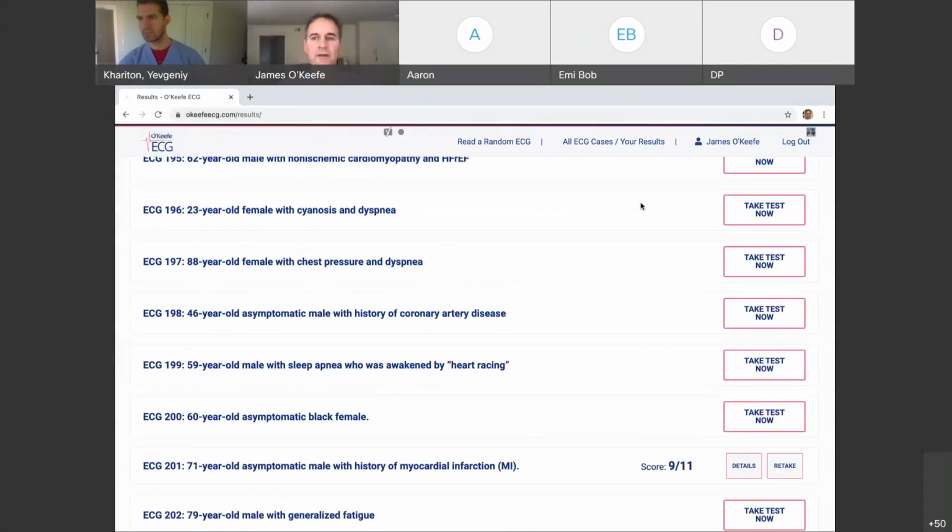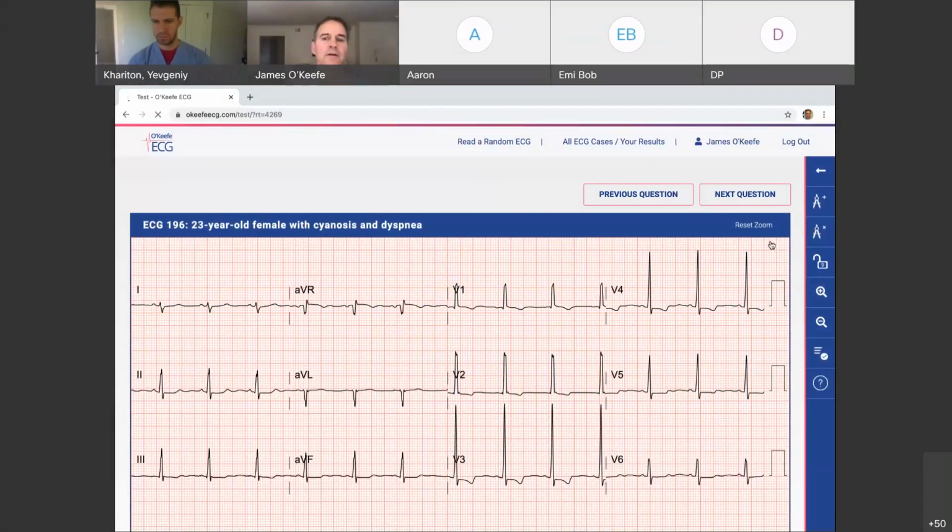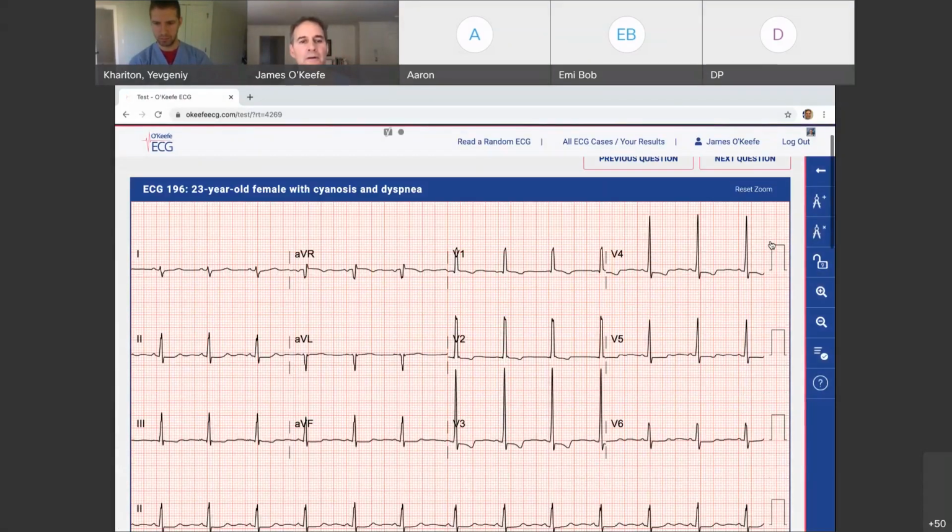Okay, so this is a 23-year-old female who's got cyanosis and dyspnea. Again, if you think about the stem, this would be a relatively easy diagnosis. Hypertrophic cardiomyopathy. No, that's actually not a terrible guess, but sinus rhythm, RVH, right axis deviation.